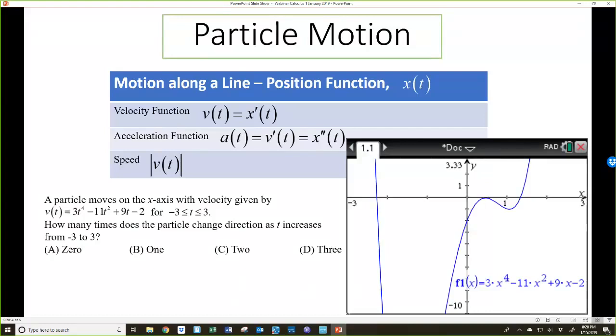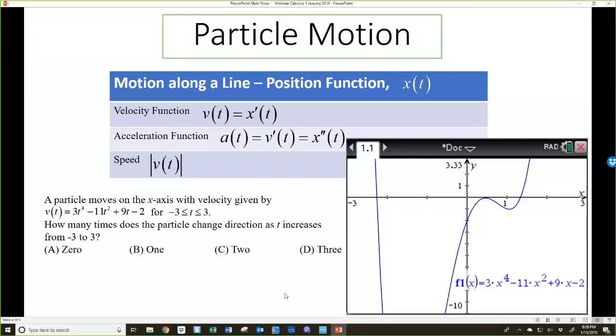Notice that the students need to be careful. We have one time close to -2 that the particle would change direction because the velocity is changing from positive to negative. At this 0, or it appears to be a 0, we are not changing direction. And then at this 0 that's a little greater than 1, we are changing direction again because the derivative changes from negative to positive. So in this case, it would be 2 times that the particle changes direction.